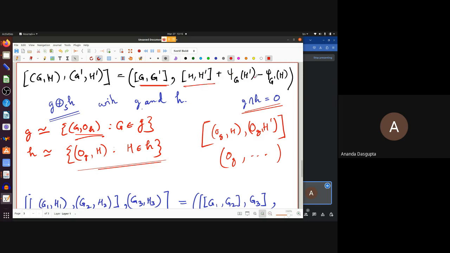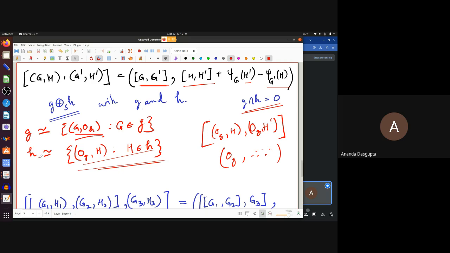The bracket of h and h' is in h, and psi of g, which is a derivation acting on h, acting on an h element will give you an h element. This is also an h element. So no problem, it's a subalgebra, right? It's going to be of the form (0, some element of h). Question: is this subalgebra isomorphic to small h? That's what I have claimed here. That this is a subalgebra is not a problem. Take any two elements of this kind, form their Lie bracket, you are going to get an element here.